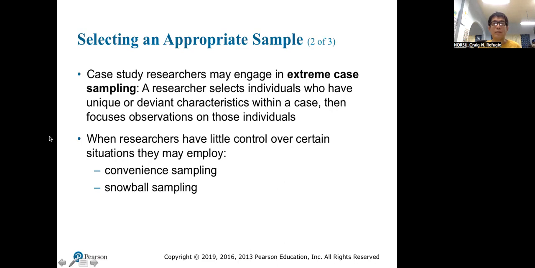When researchers have little control over certain situations, they may employ convenience sampling and then snowball sampling design. Convenience sampling, I mentioned that one in my other video. Snowball sampling, I mentioned that one also in my other video.